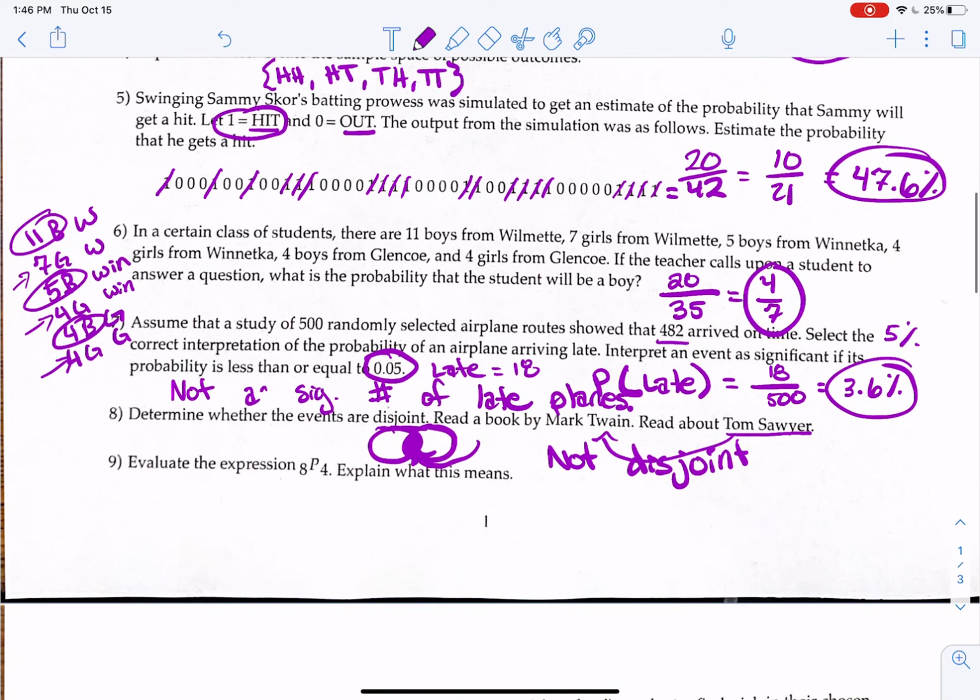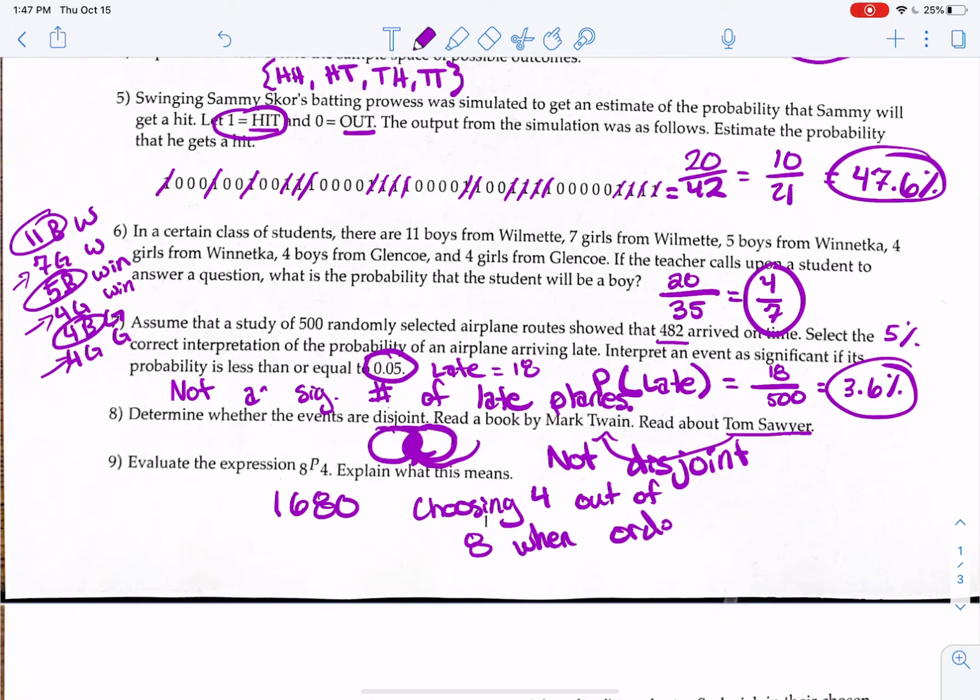Evaluate the expression 8P4 and explain what it means. So let's type in 8P4 and let's see what we get. 8P4 is 1680. And explain what it means. So this is choosing 4 out of 8 when order matters. So maybe I'm selecting the top 4 runners out of 8 and I'm giving them first through fourth place. First place is not the same place as fourth place, so order matters in that case.